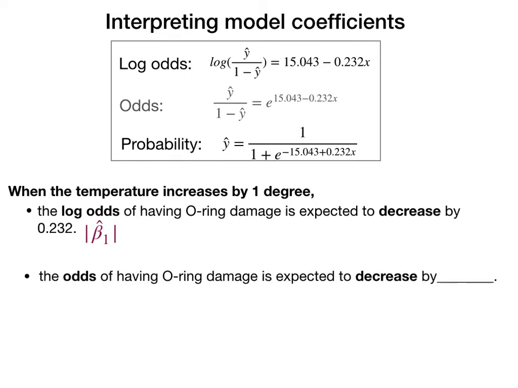Now, how does the odds change? I actually encourage you to stop the video here and try to think about how you will answer this question, and then you can come back and check the answer. All right, the correct answer is 20.7%. It's going to decrease by this percentage. And how do I get 20.7%? This is by taking e raised to the power of beta 1 and then minus 1.